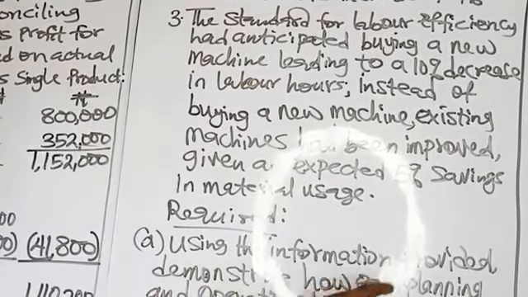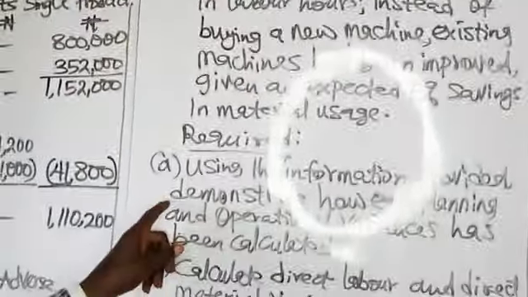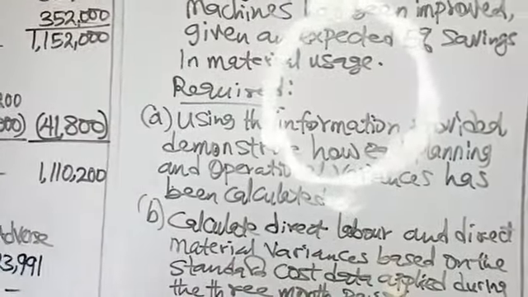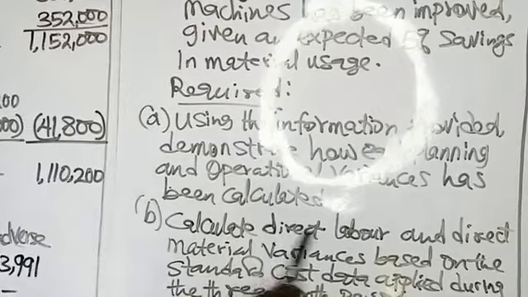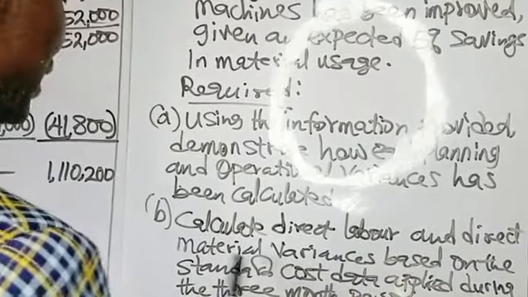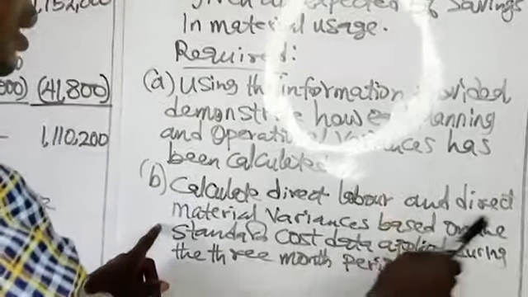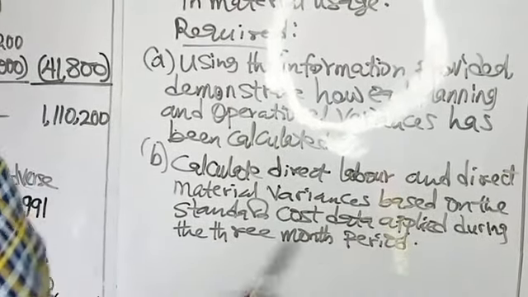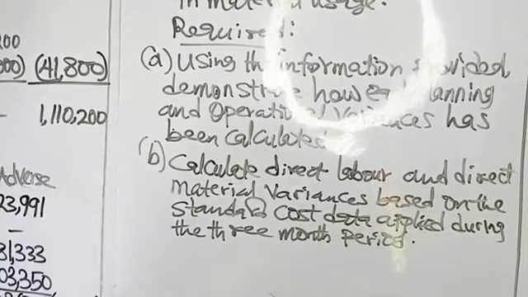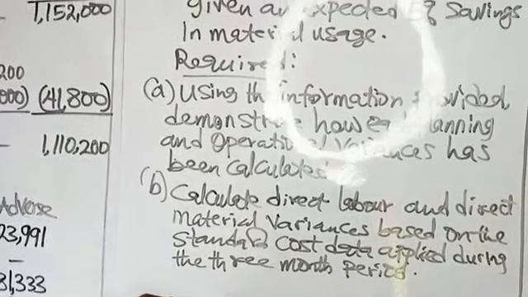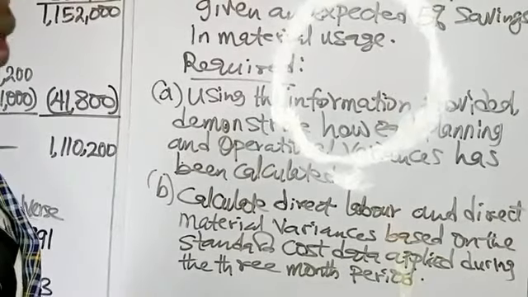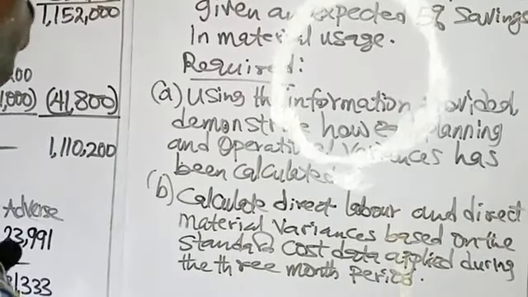Using the information provided, A, demonstrate how each planning and operational variance has been calculated. B, calculate direct labor and direct material variances based on the standard cost data applied during the 3-month period. This question is obtained from Performance Management by Omolehiwa. Now let's have the solution to the question.